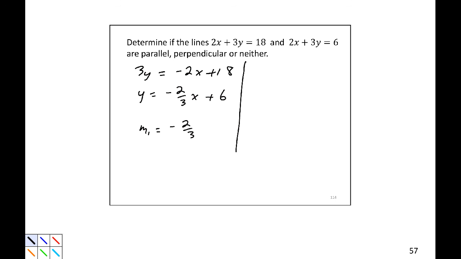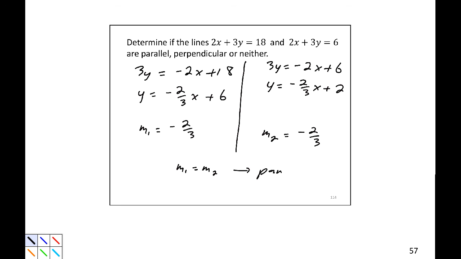My other equation, if I subtract 2x from both sides, 3y equals negative 2x plus 6, dividing by 3, that'll be negative 2/3 x plus 2, so that my second slope is negative 2/3. And since these two slopes are equal, that leads me to believe they are parallel.